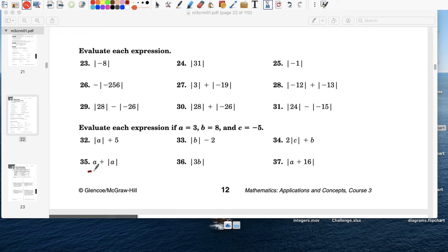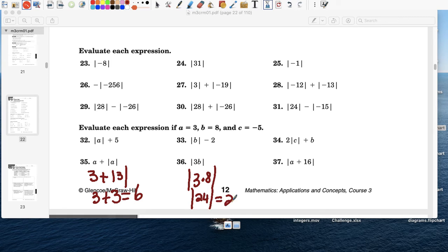A, which is 3, plus absolute value of 3. Well, 3 stays. What's the absolute value of 3? Well, 3 is 3 units away from 0, so that's also 3. 3 plus 3, 6. This one, 3 times 8, and then take the absolute value. Well, what's 3 times 8? 3 times 8 is 24. And what's the absolute value of 24? It's just 24.